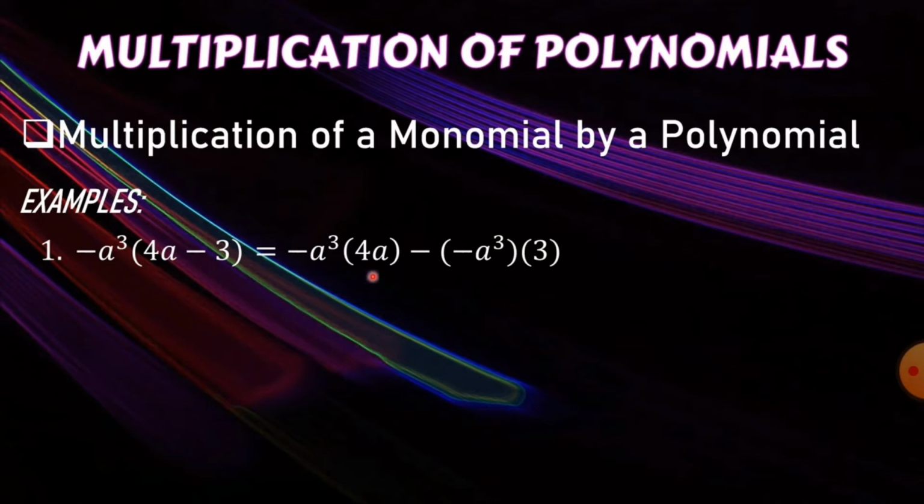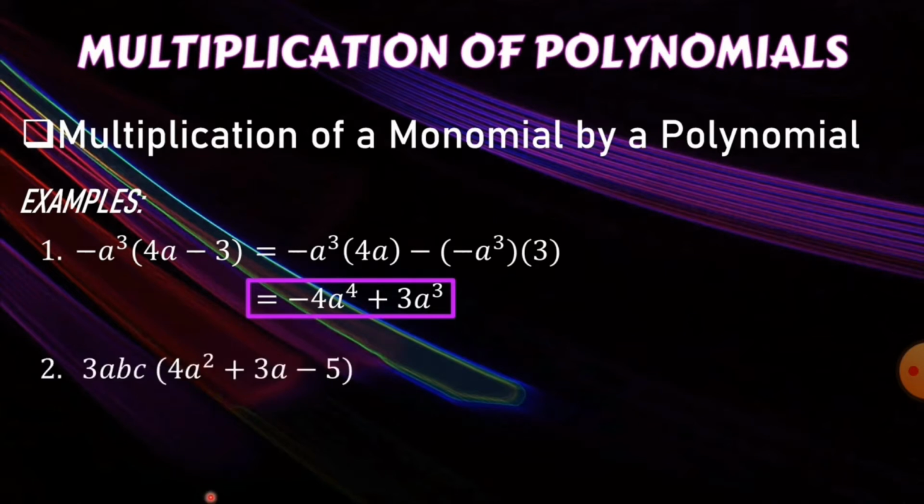Why? Because we simply add the exponents of variable a. And then multiply, it becomes 3a cubed. Why? When you multiply negative and negative, it becomes positive. And then a cubed has no pair, so just simply copy. Okay, so you have to be careful of the sign. When you multiply negative and negative, it becomes positive. So that is the answer. Next example, we have 3abc times 4a squared plus 3a minus 5.